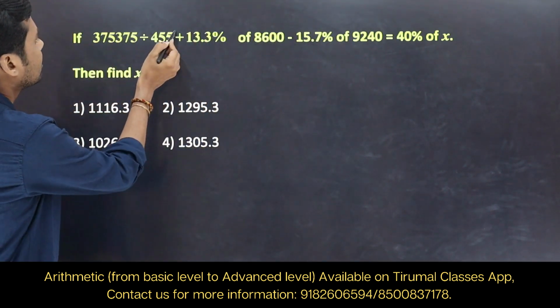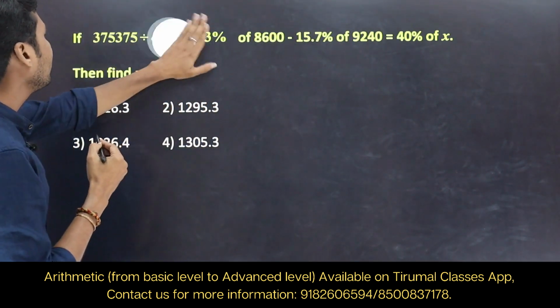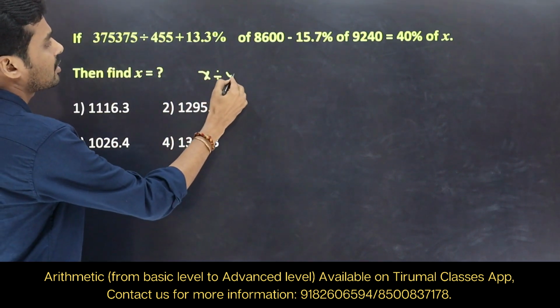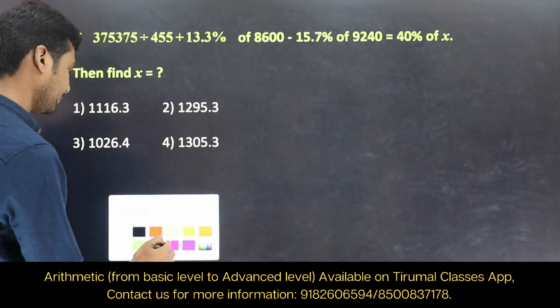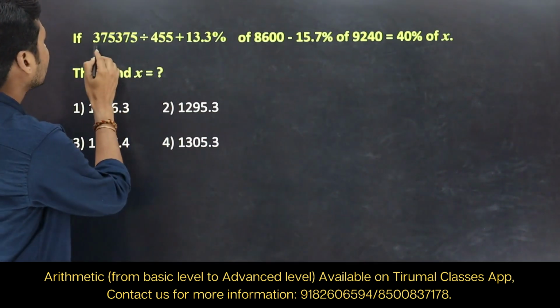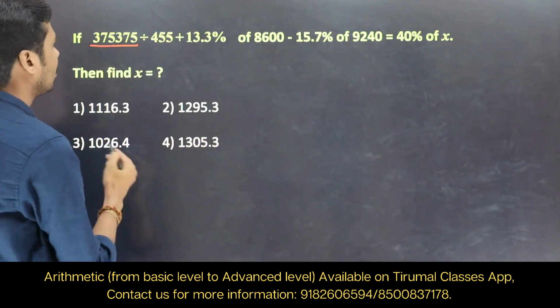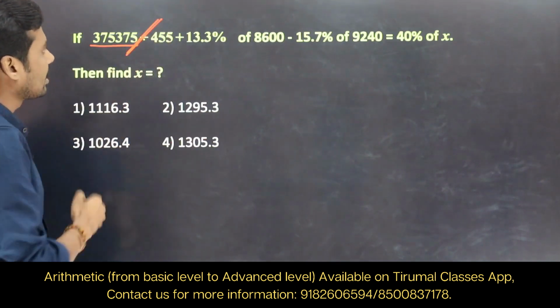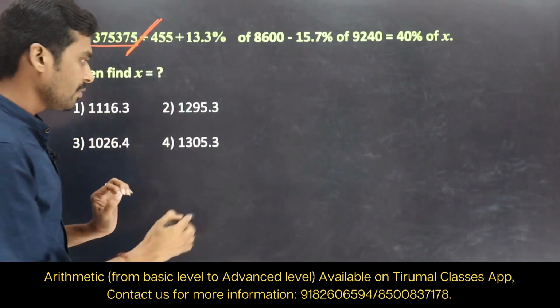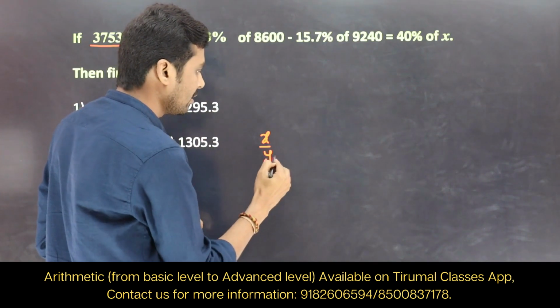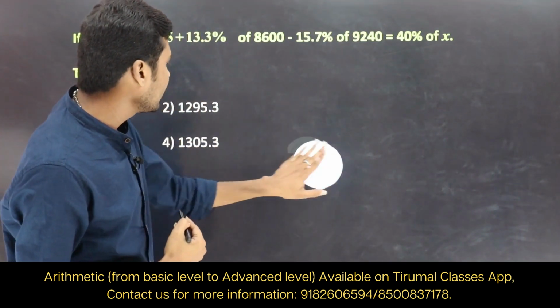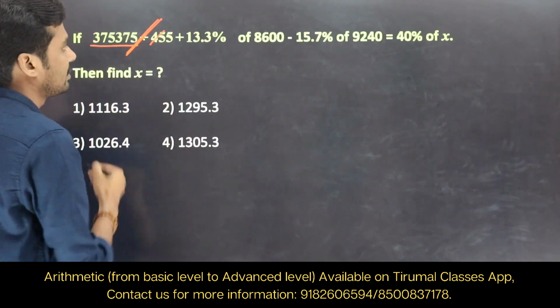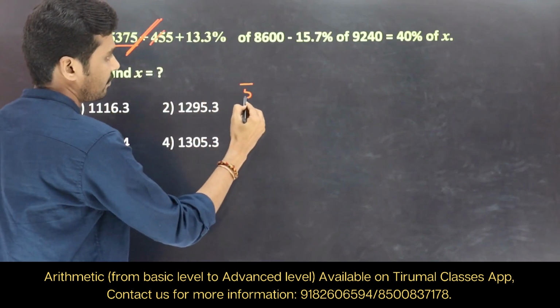First, this is divided by, which is nothing but x divided by y or x by y, both are the same. So we take this one first: 375 divided by 455. Whenever we have something like x divided by y, first we go for the DS of the denominator value. 4 plus 5 is 9, so the DS value of the denominator is what?